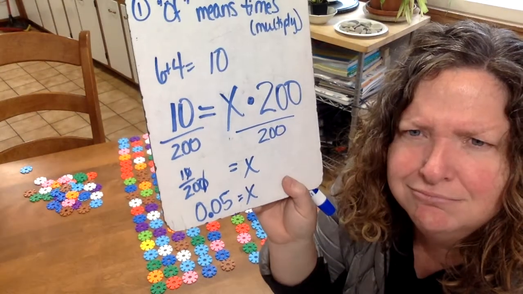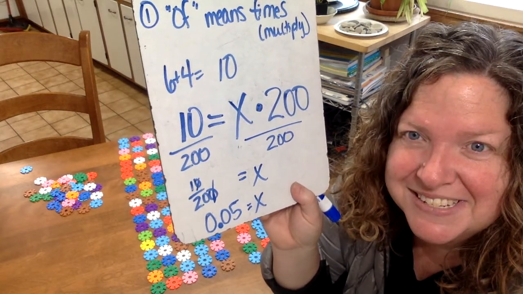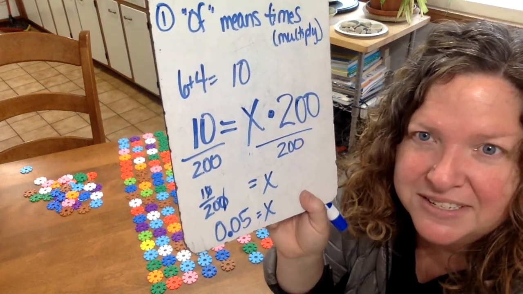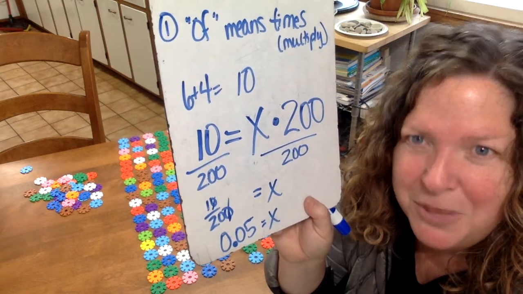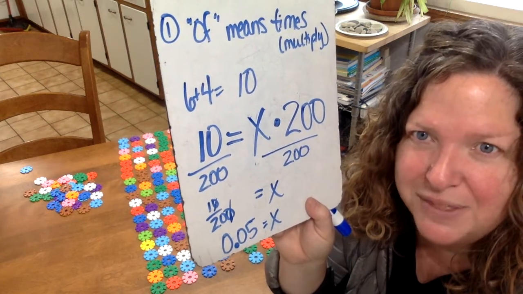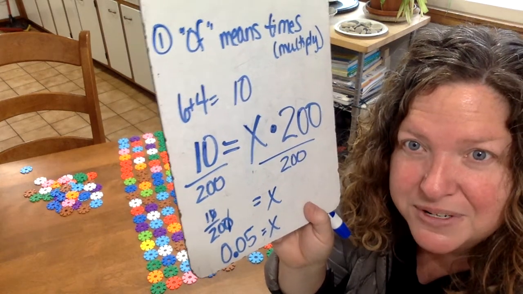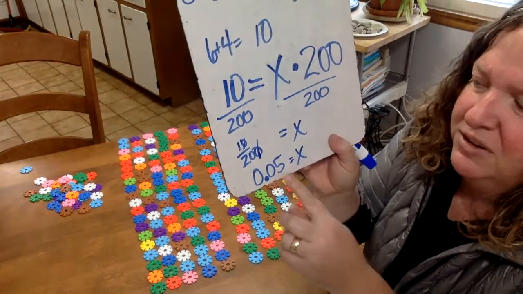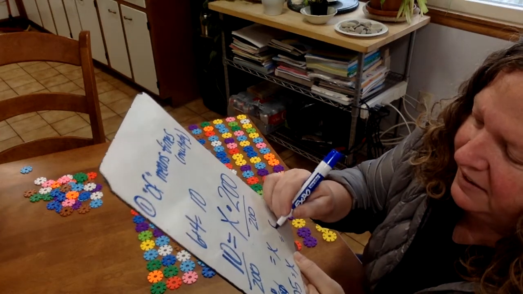Now, you might say, okay, that doesn't tell me a percent. But it does. Because do you remember 5 100ths? 5 out of 100. How much is 5 100ths? It's 5%. Because it means 5 out of 100. And percent means out of 100. So 0.05, 5 100ths, equals 5%.